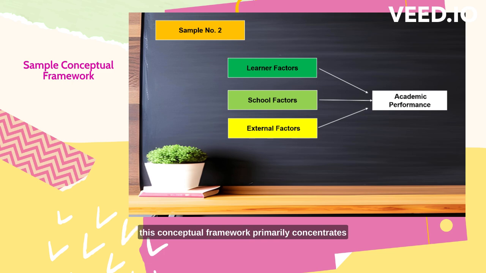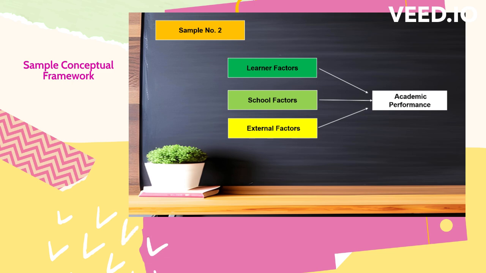This conceptual framework primarily concentrates on the academic achievement of senior high school students and the factors that impact it. The framework is divided into three main categories of factors: learner factors, school factors, and external factors.